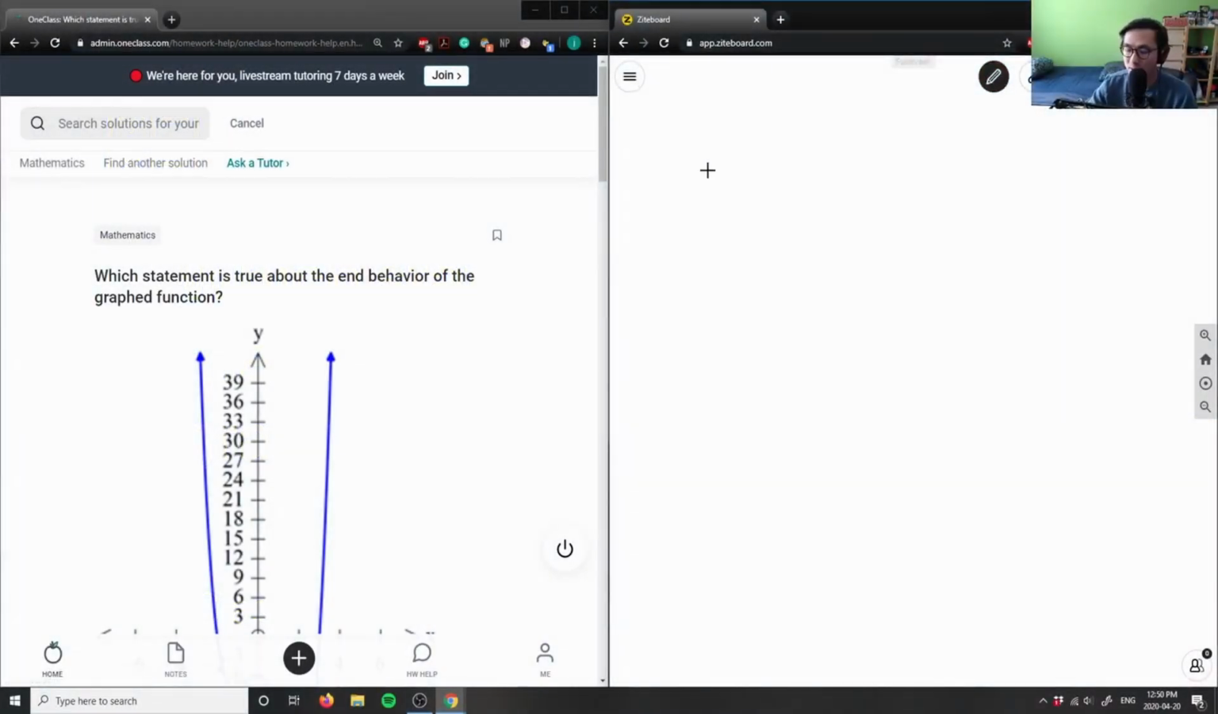The question asks which statement is true about the end behavior of the graphed function. So we're talking about end behavior of a function.